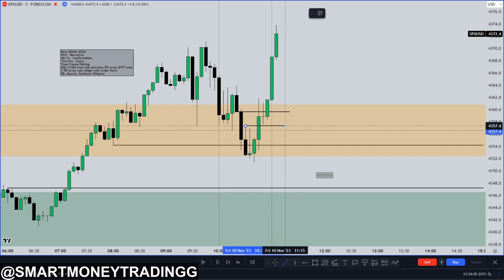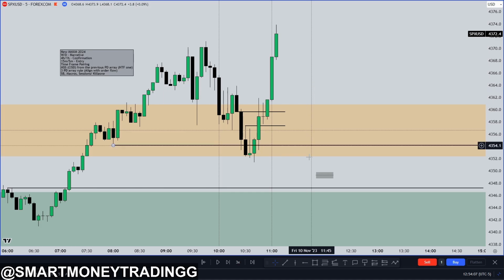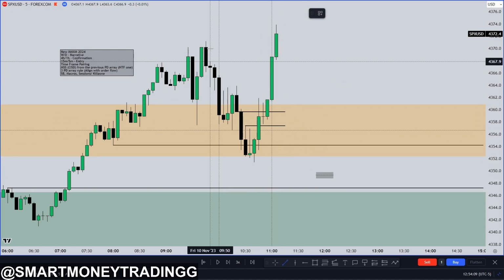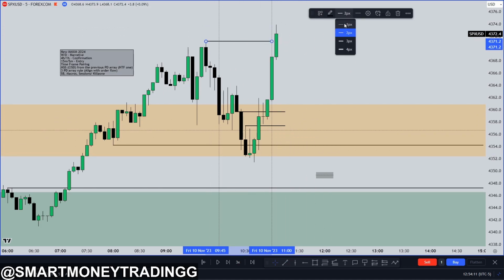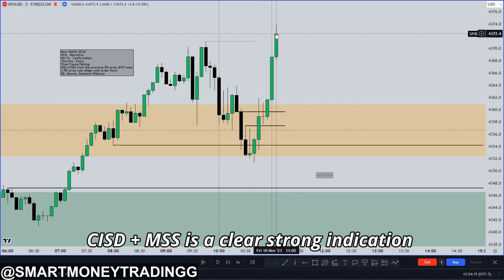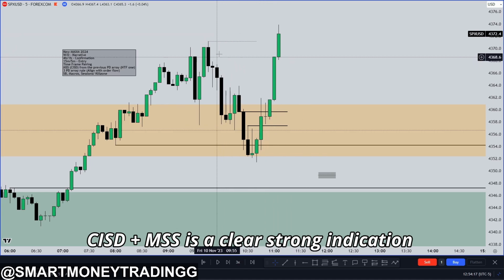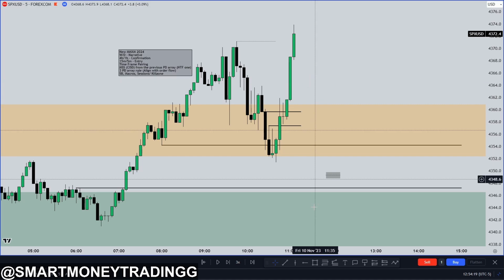As soon as we close above this, we had a change in the state of delivery. We made that an order block, and now we have a market structure shift. And that is very powerful to me. I'm going to take off the little lines here. So we had a market structure shift. We had a change in the state of delivery.